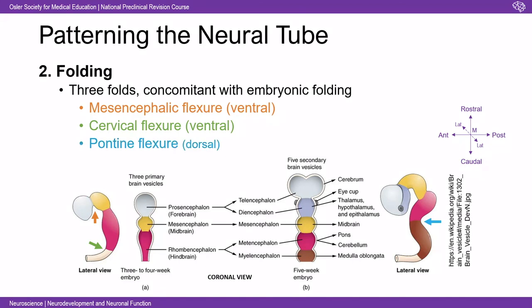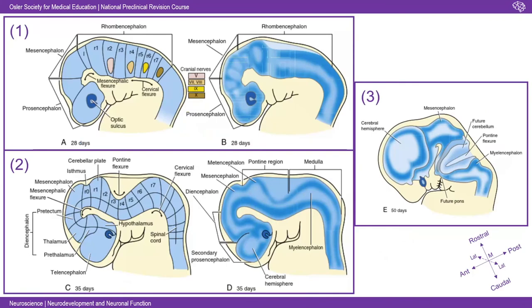We also get this dorsal or posterior fold called the pontine flexure, and that is within the hindbrain, separating the metencephalon and the myelencephalon. Now, what are the consequences of these folds? Well, this is quite a complex diagram. I wouldn't worry about knowing every single detail of this, but I hope it will illustrate some of what I'm talking about.